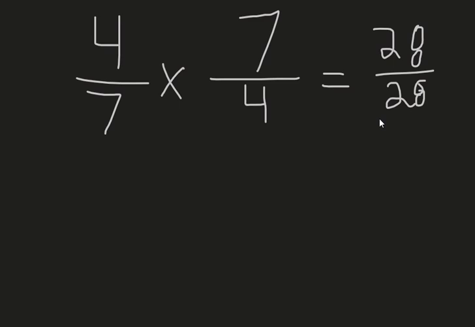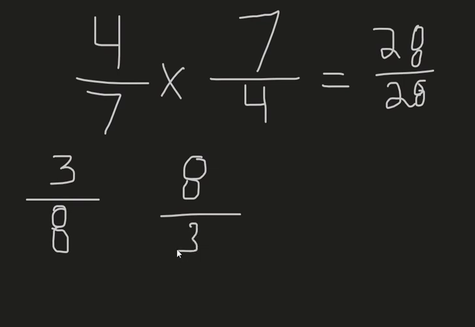Let me show you another example. So let's say somebody has asked you to get the reciprocal of 3 over 8. The reciprocal of 3 over 8 is 8 over 3, because you took this number to there and this number to there. You basically switch the numbers around.